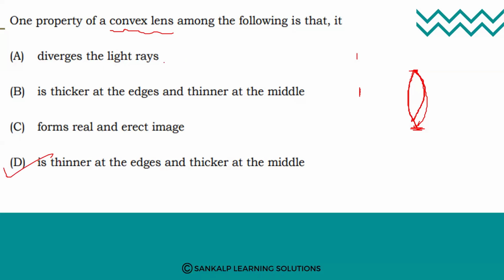Does it diverge the light rays? No, it converges the light rays. Only a concave mirror diverges the light, therefore it is called a diverging mirror. But in case of a convex lens it converges the light, not diverges. Light coming like this, after refraction, will meet at a particular point, that means it converges the light. Therefore option D is right here.